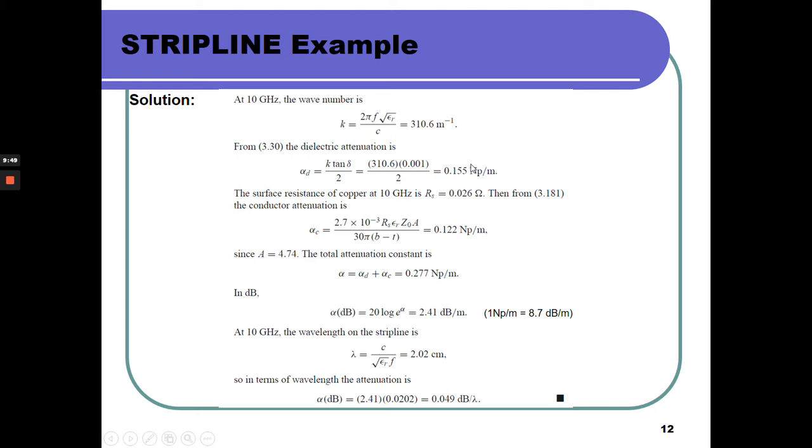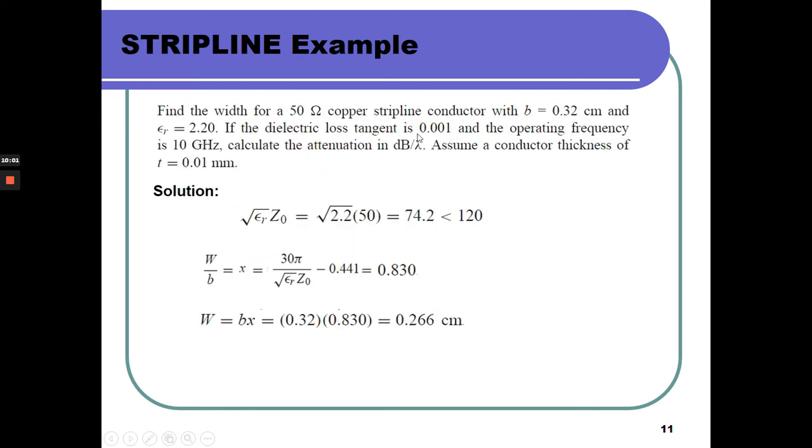And then we have alpha D, which is, remember, this one is Napier per meter, and this tangent delta is given as 0.001, which is known from here.